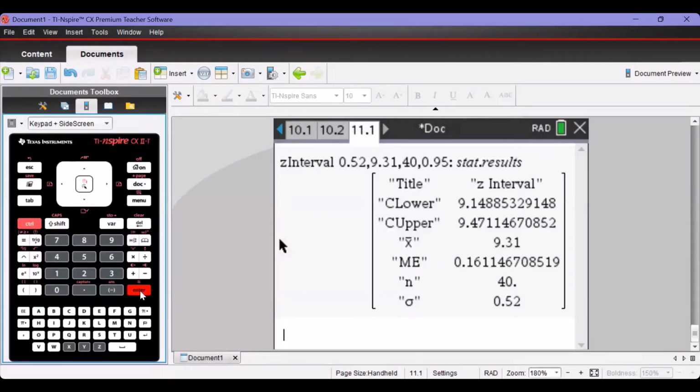And reading this, the approximate 95% confidence interval for mu is 9.15 to 9.47, correct to 2 decimal places. And note there that the 95% confidence interval, or the approximate 95% confidence interval, doesn't include the population mean mu of 9.5.